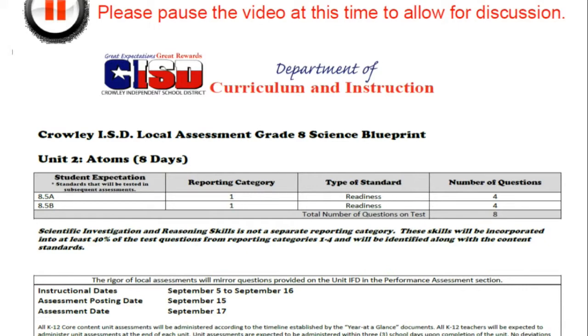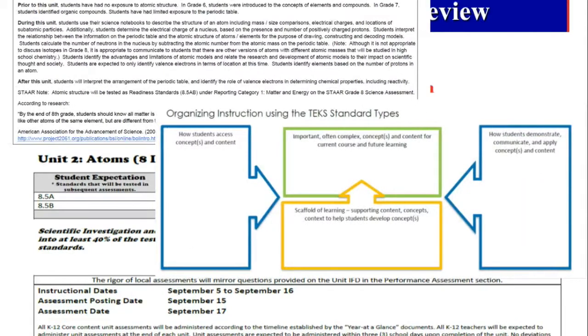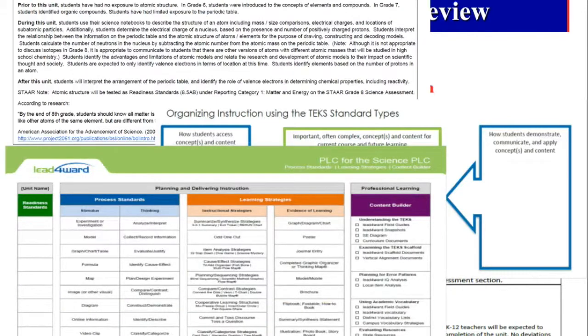The Unit 2 Local Assessment will be available for printing purposes on September 15th, and the unit should be assessed on September 17th. As per the local assessment guidelines, teachers are to administer unit assessments within 3 school days upon completion of the unit. Materials teachers will need are the Unit 2 IFD, Organizing Instruction using the TEKS Standard Types document, PLC for Science document, and blue, yellow, and green highlighters.